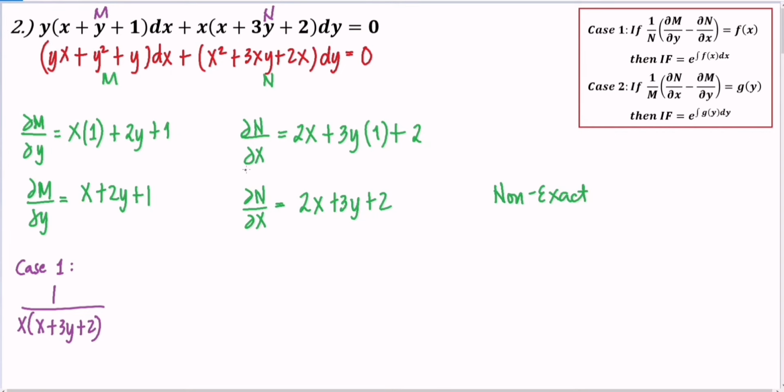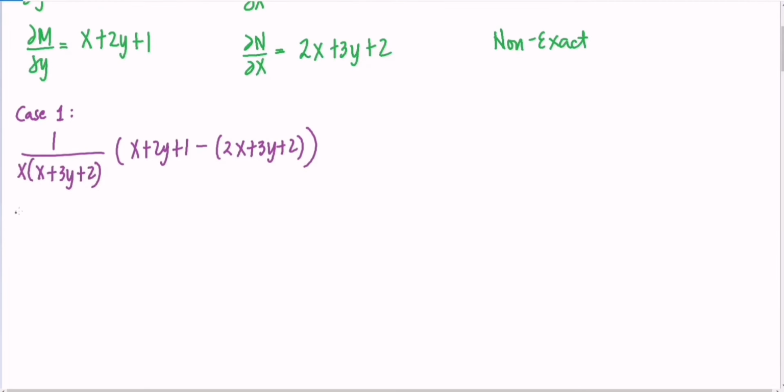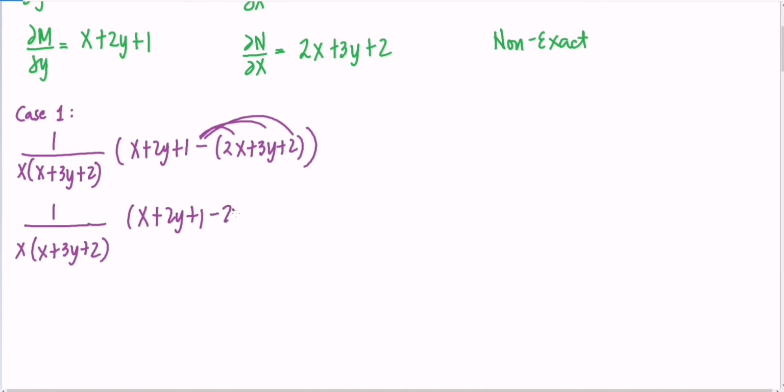So, para hindi na tayo mag-factor ulit, dito na lang natin siya i-divide. Okay? Times, ito siya, partial derivative of m, minus ito. So, we will have x plus 2y plus 1 minus 2x plus 3y plus 2. Ayan. Okay? So, we will have 1 over x times x plus 3y plus 2, and then we have x plus 2y plus 1. So, distribute, guys. Magiging negative 2x minus 3y minus 2. Ayan. So, combine similar terms.